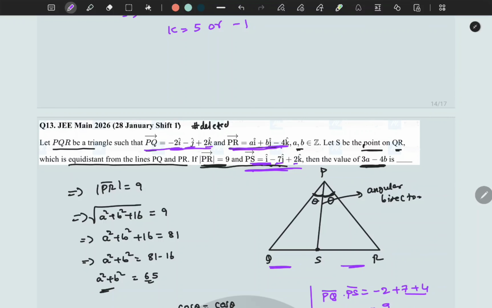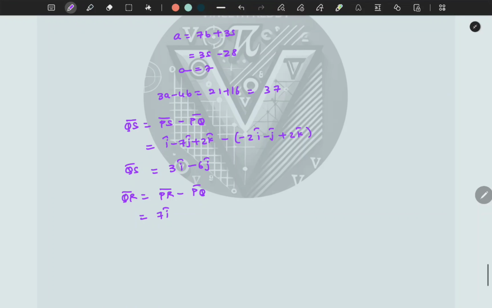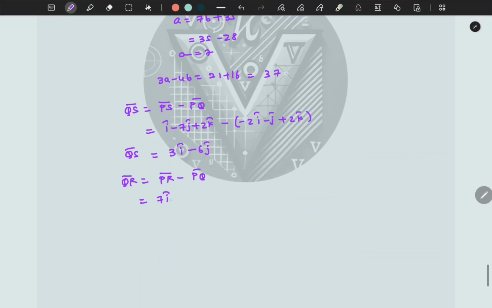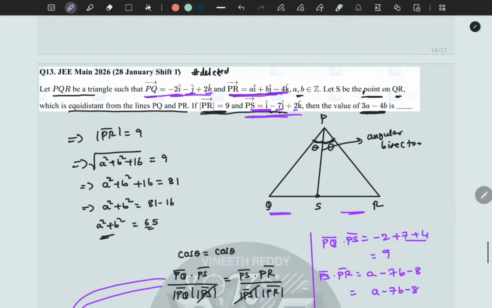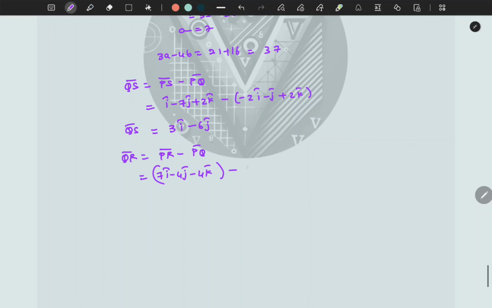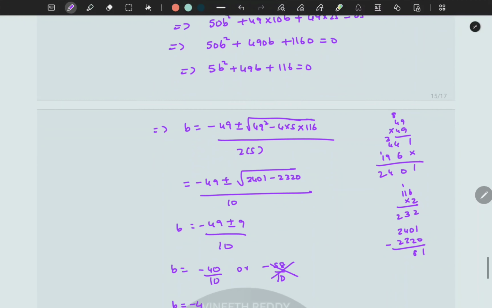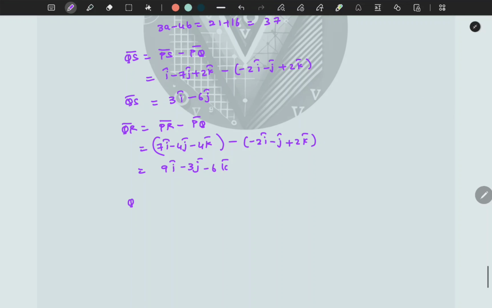PR is ai plus bj plus minus 4k. What is a? a is 7, so 7i plus bj, and b is minus 4. Okay, so ai plus bj minus 4k. And PQ vector is already known, that is minus 2i minus j plus 2k. So 7 plus 2 is 9, minus 4 plus 1 is minus 3, I think, and minus 4 minus 2 is minus 6.